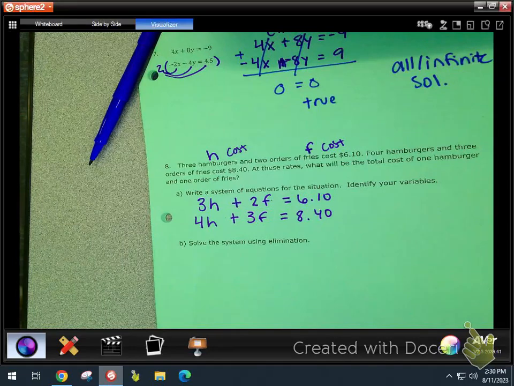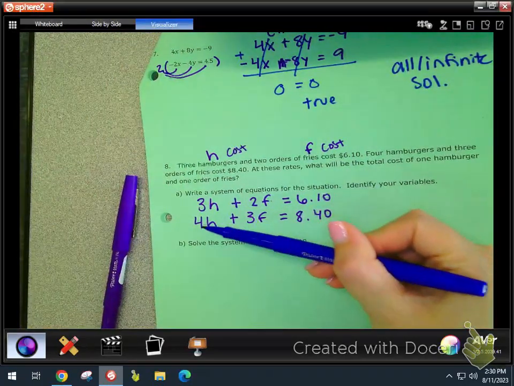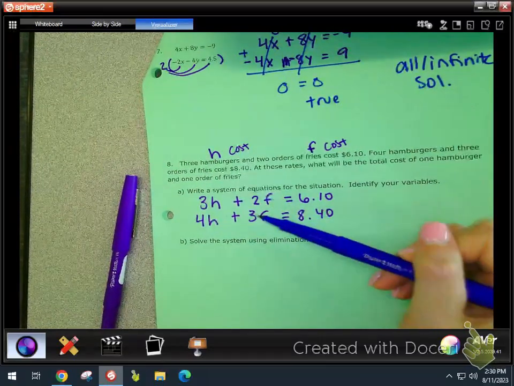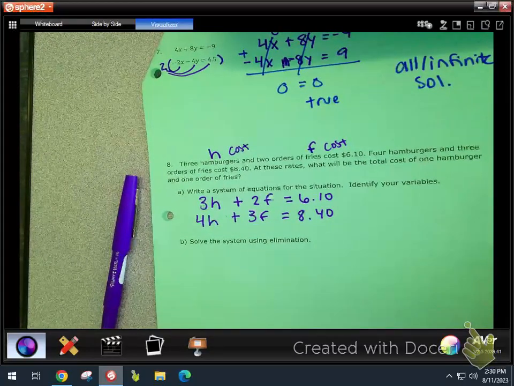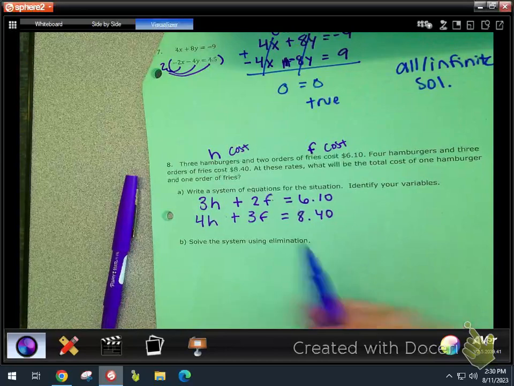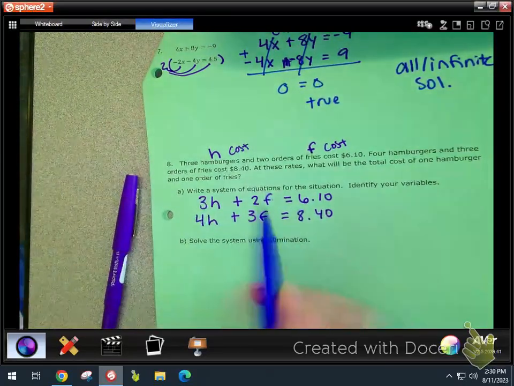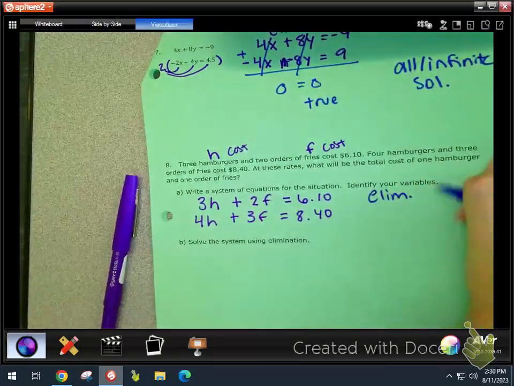Okay? You need to figure out which variable to eliminate. Can you turn a 3 into a 4 by multiplying by a whole number? Can you turn a 2 into a 3 by multiplying by a whole number? So this is a situation where I feel like this is kind of the highest level of elimination. You are going to have to multiply both. So do y'all want to work with 3s and 4s or 2s and 3s? Okay, so that's easier. We're going to eliminate F.